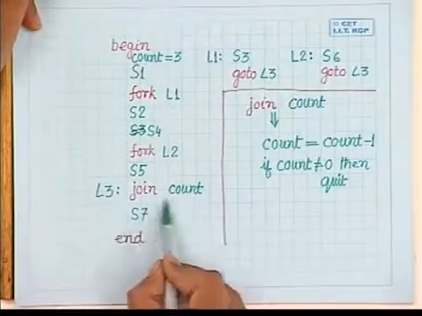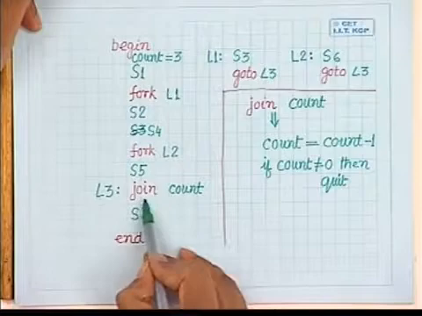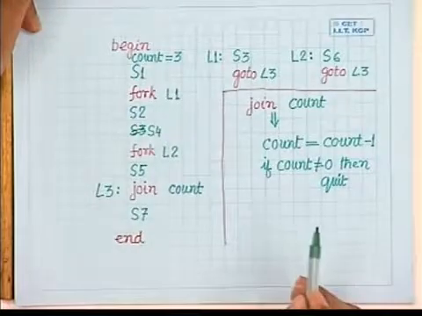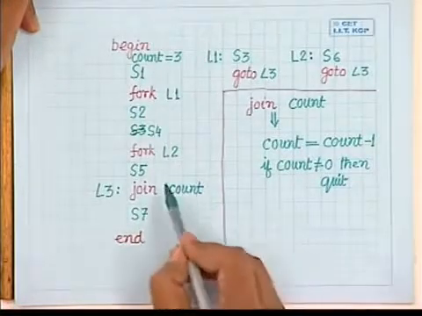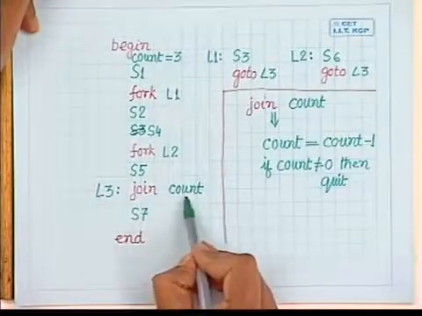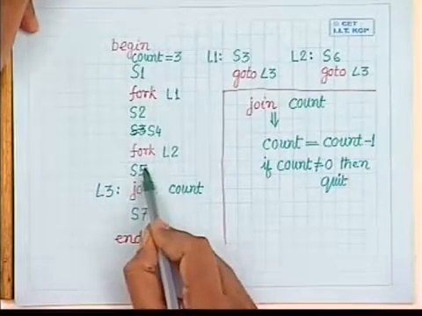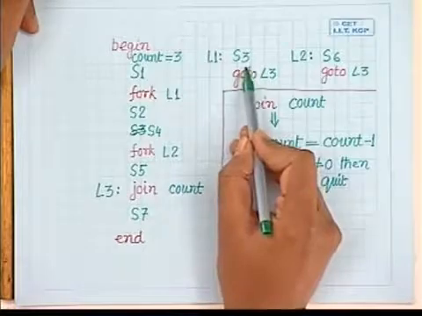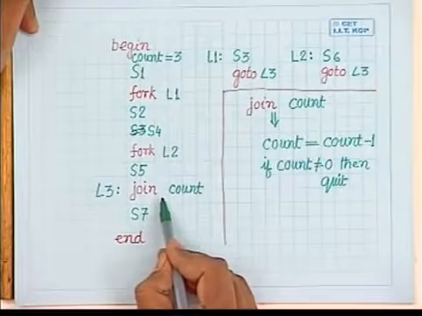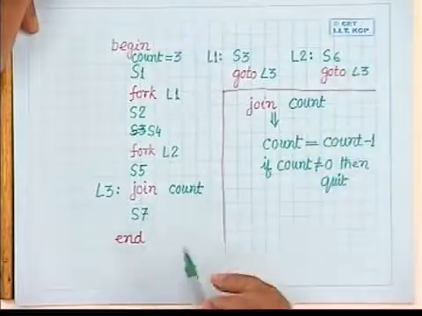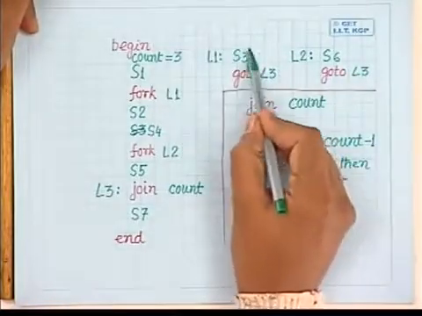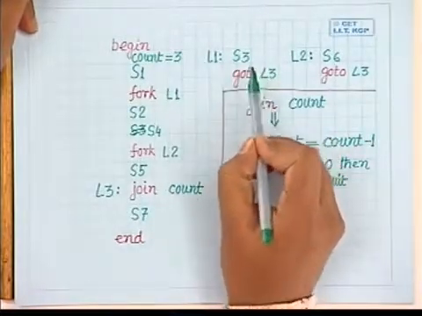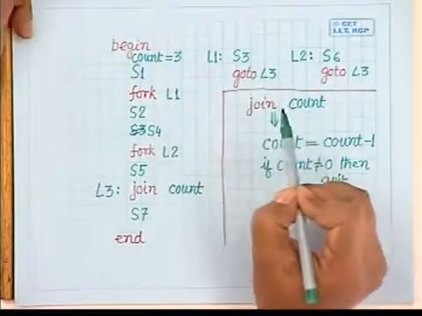Since 3 processes will be executing this join count statement, and we have initialized the value of count to 3, the first process which executes this join count statement, I still don't know whether the process executing S5 will execute the join statement first, or the process executing S3, or the process executing S6. That depends upon the complexity of these statements, how much time each statement takes. And here a statement does not necessarily mean that it is a single statement, it can be a module.